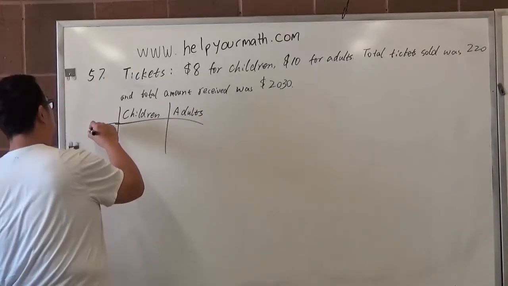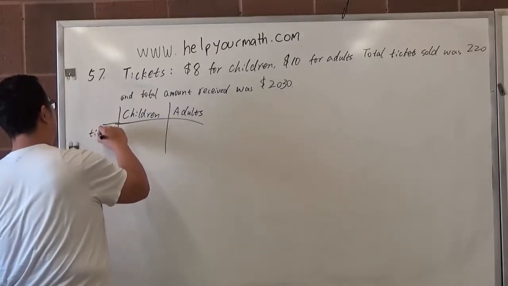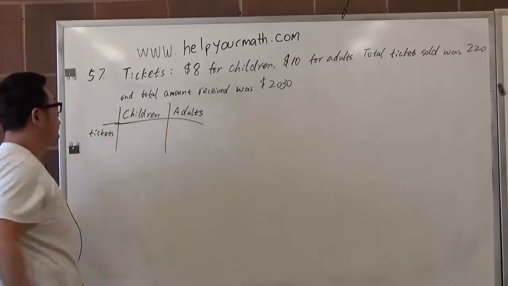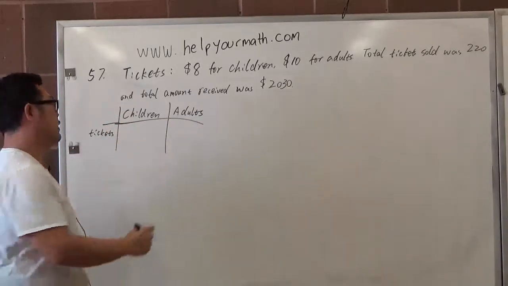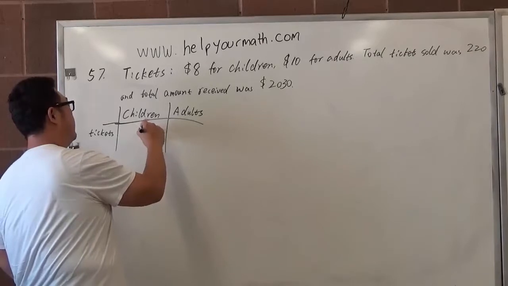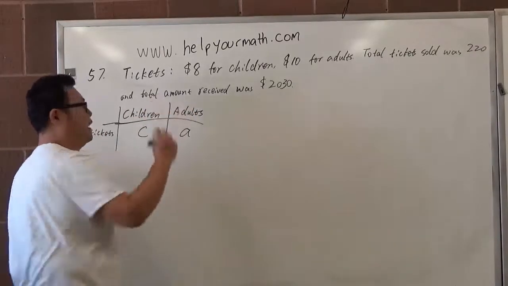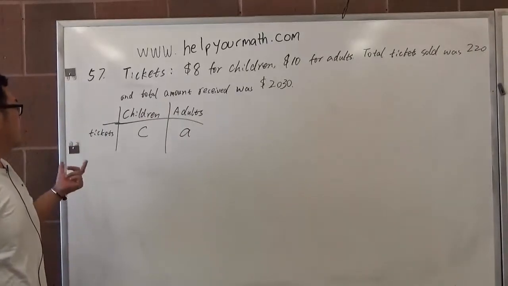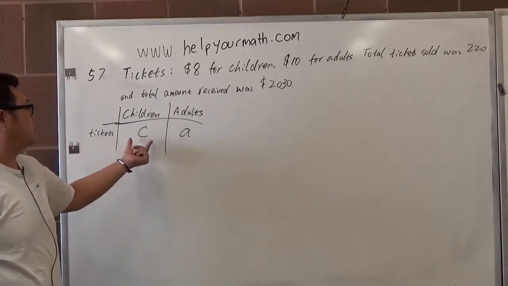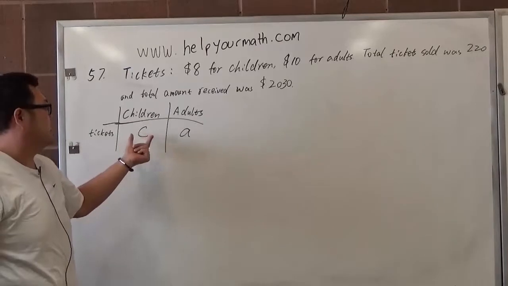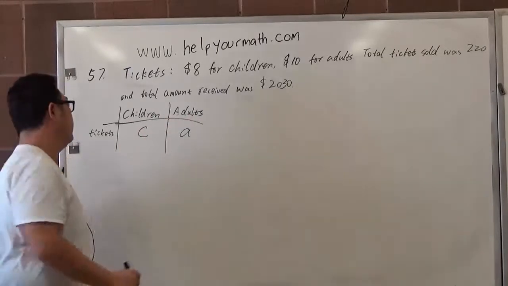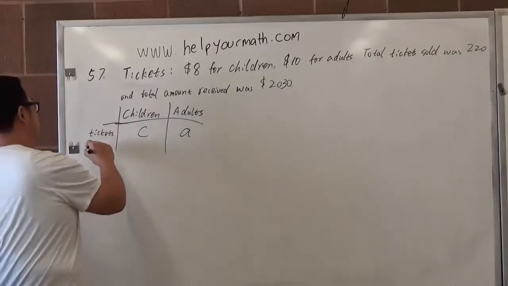First one is the tickets. Let's say for the children, we use a letter to represent it. Let's use C for children, A for adults. That's the tickets: for children, the representative is C, and for adults, that's A. And then the amount.